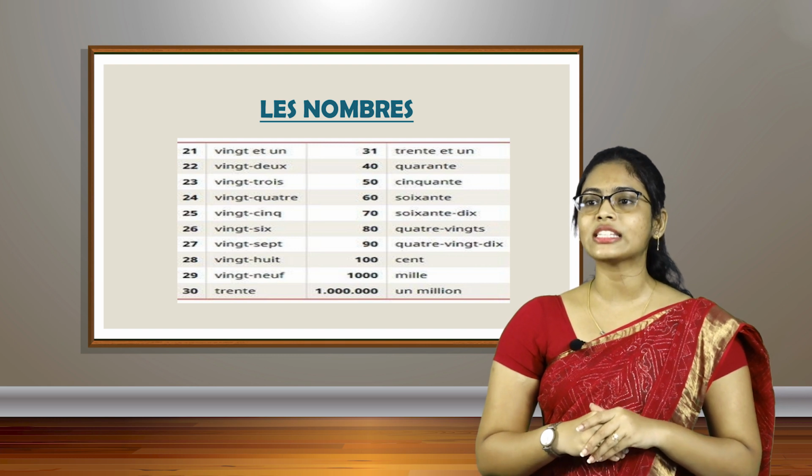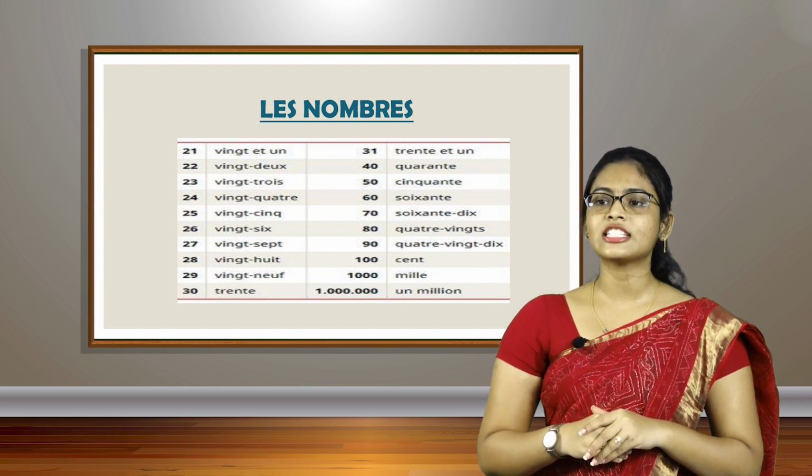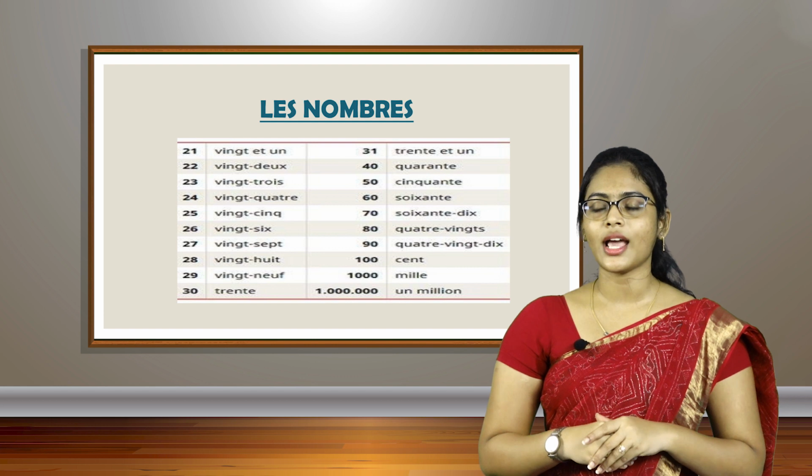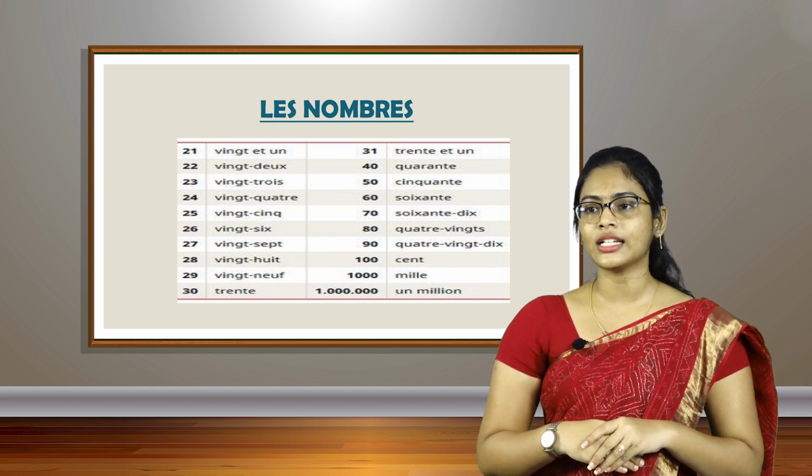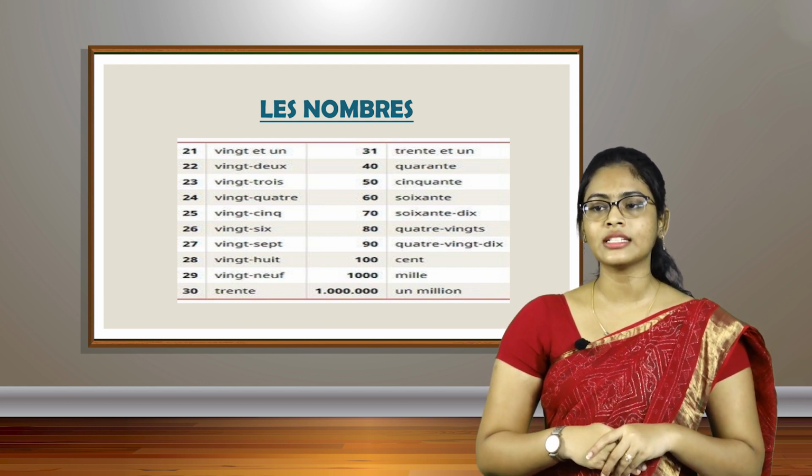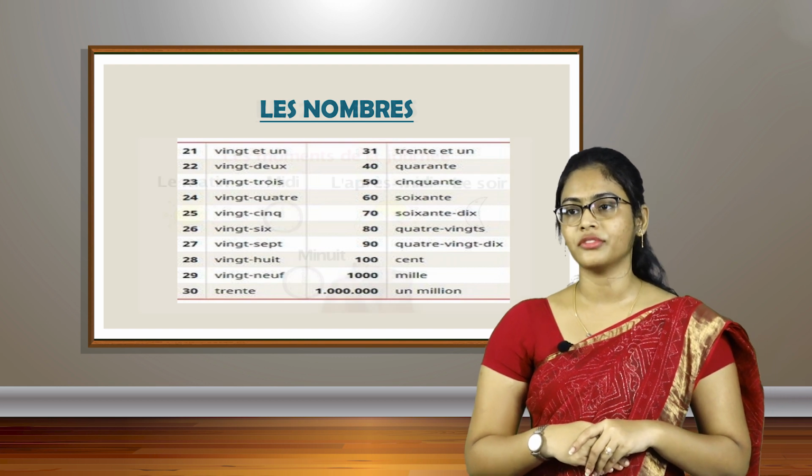Then 100 is cent, 1000 is mille, and 1 million is un million.